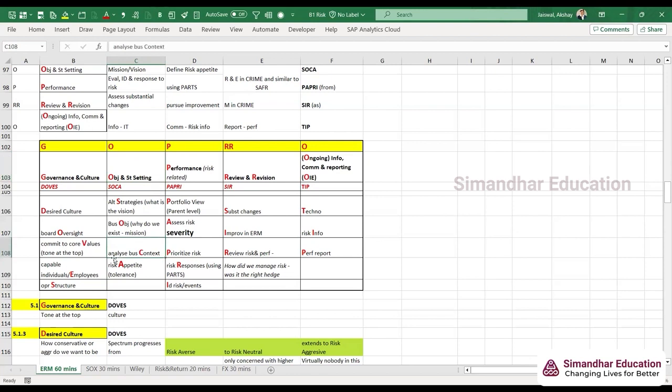Then we have to analyze the business context. What is meant by this? Context or business context means the environment in which the business operates.